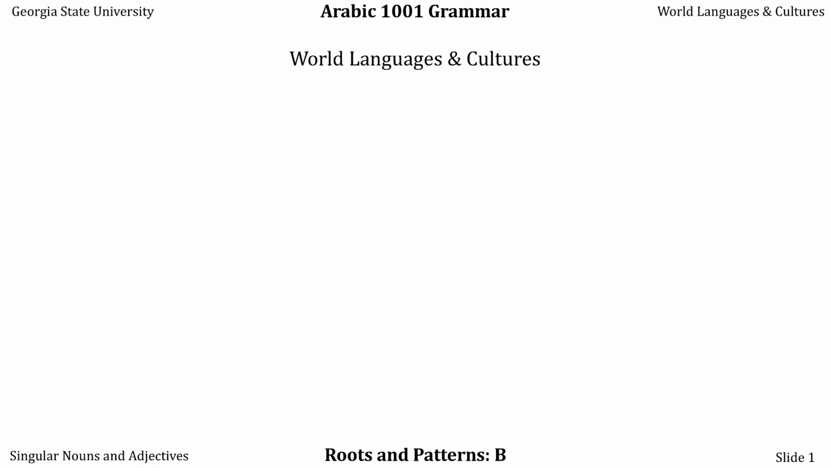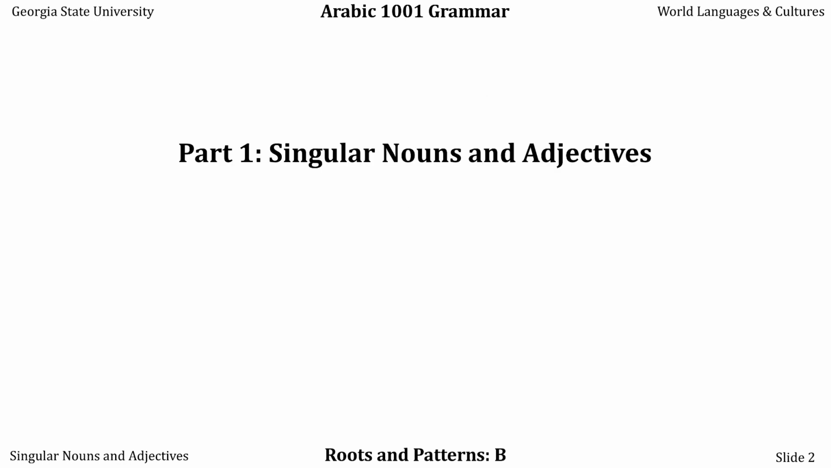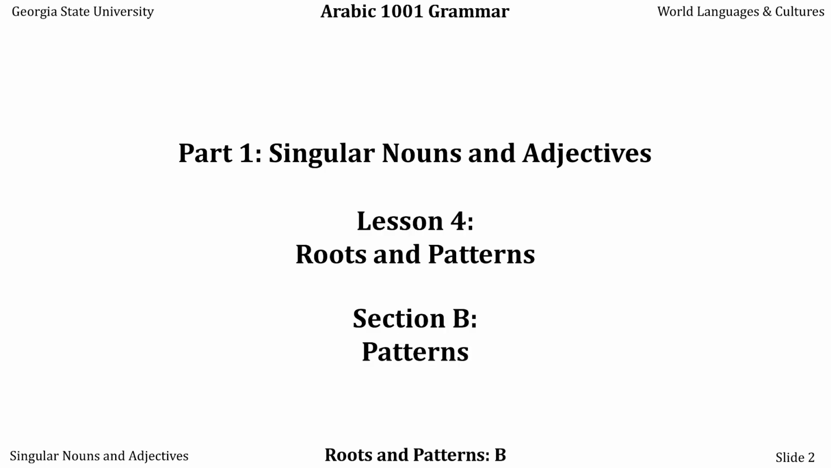The Department of World Languages and Cultures at Georgia State University presents Arabic 1001 Grammar. In this first part of the course, we're discussing singular nouns and adjectives. In this fourth lesson, we're discussing roots and patterns, and this second section will deal with patterns.